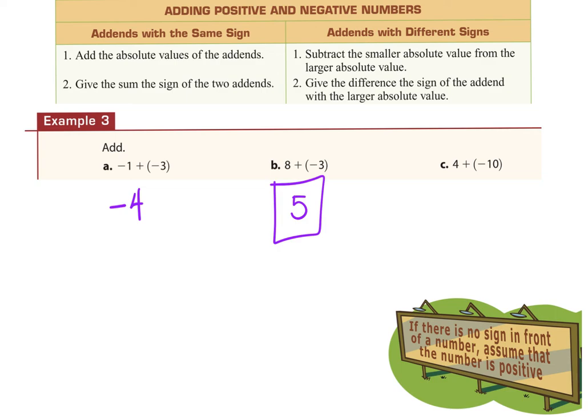All right, let's look at the last one. 4 and -10. Different signs or the same sign? Different. I'm going to subtract. My larger one 10 minus my smaller one 4. What is 10 minus 4? It is 6. 10 minus 4 is 6. Which one was farther away from 0? My positive or my negative? My negative, so my answer is negative.